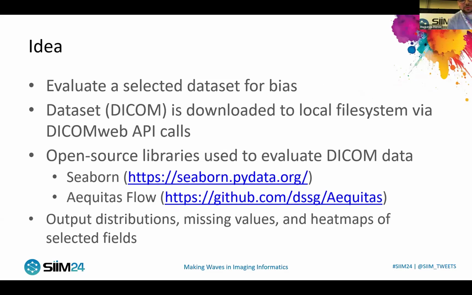So our idea was to create a Streamlit web application that would allow users to evaluate DICOM data sets for bias. We'll be doing that using open source libraries such as Seaborn and Equatus to give us various figures such as heat maps, missing values, and field distributions.